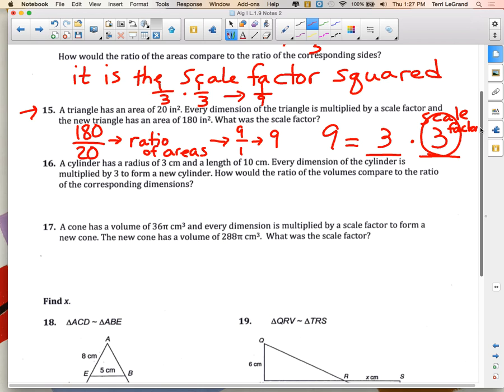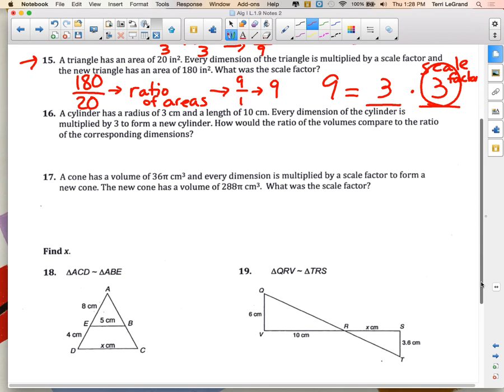Now, let's make sense of it. Does it make sense that the scale factor could be 3? 3 is greater than 1, which means then our new figure should be bigger. Is it bigger? Yeah, went from 20 inches squared to 180 inches squared. That's bigger, right? It got bigger, so our scale factor should be greater than 1. At least we got that. We can feel kind of good about that part of it. But if we would have gotten 4.5, we would have had the wrong answer, wouldn't we have?